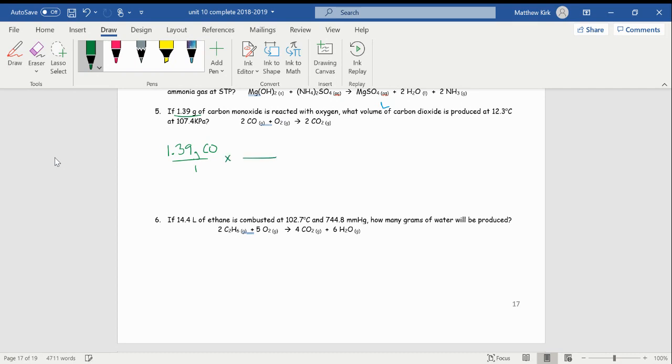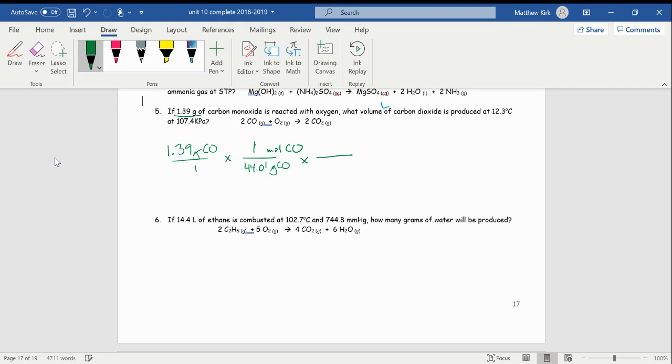And I know I want to change that to carbon dioxide. So the first thing that I would do is cancel out grams of CO, change it to moles of CO. And that would get a 1. And then I would need my molar mass, 12.01 plus 32. Grams would cancel out.